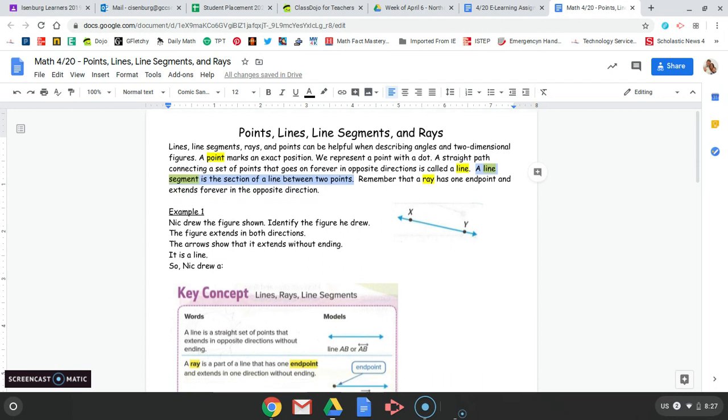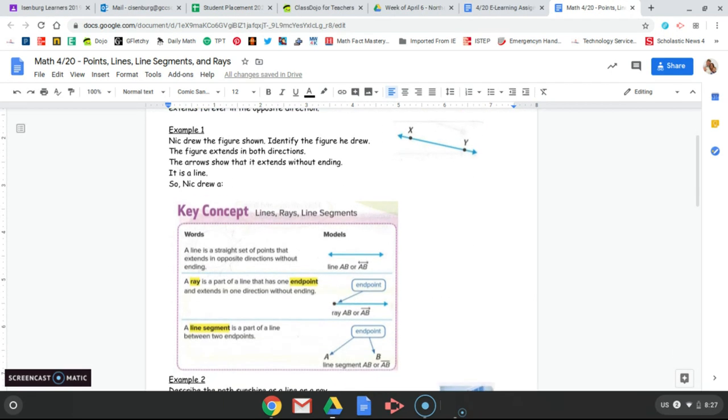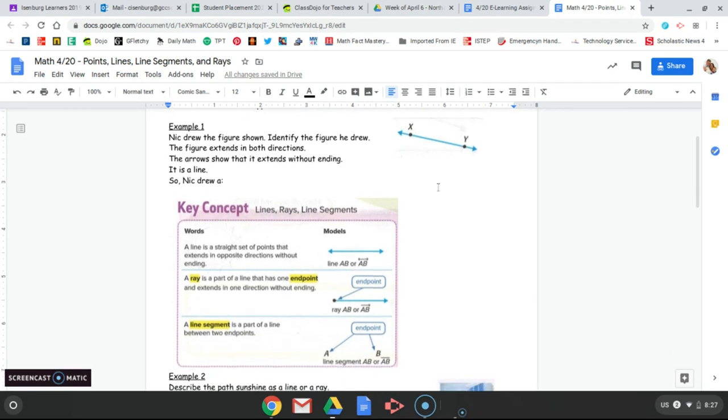Okay. All right. So let's go through some examples. Example 1 says, Nick drew the figure shown. So here's his figure. Identify the figure he drew.